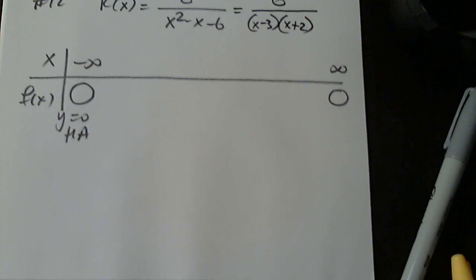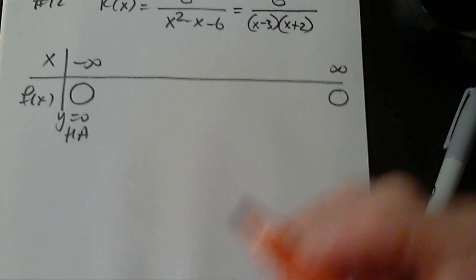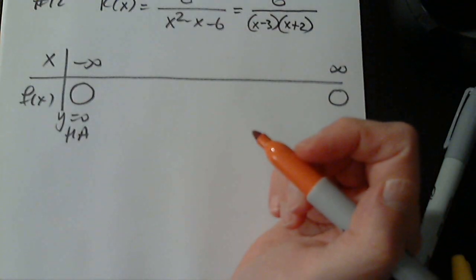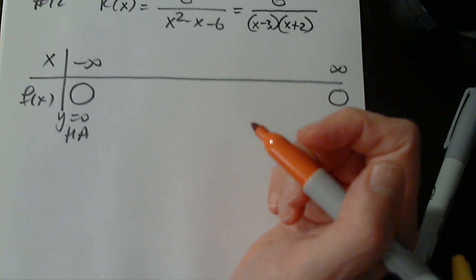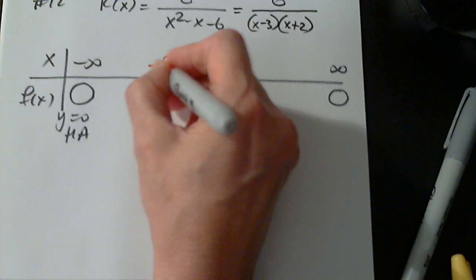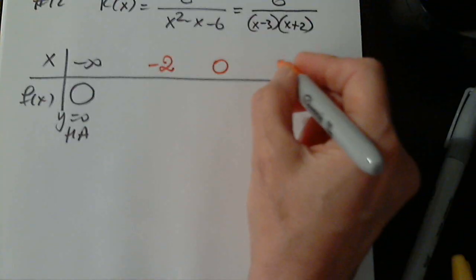So can anyone give us the domain now? Once we factor, now we have no problem in finding the domain. So what is the domain of this function? Anything but 3 and negative 2. 3 and negative 2, very good. Negative 2, 0, 3.